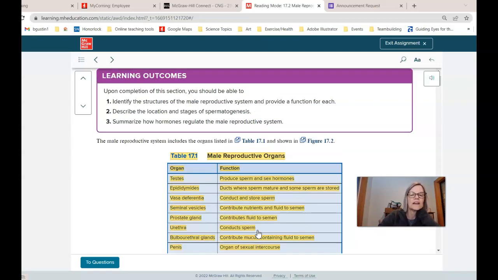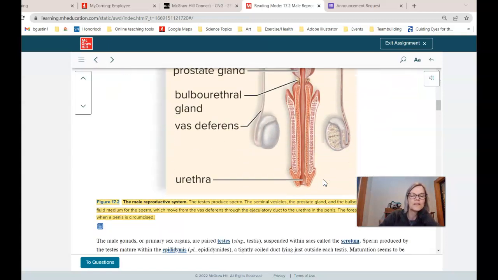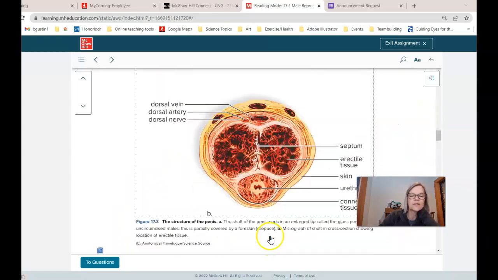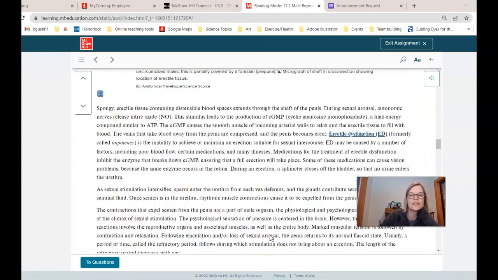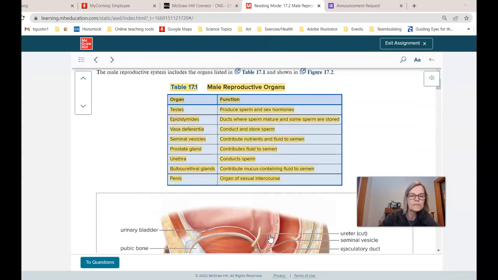So here we have, and the book is very nicely organized for us, these tables that are all summarized and then a photo. And that's really, if you want to know more about details about these different structures, there's lots more in the chapter, but this is just the parts I'm going to concentrate on.